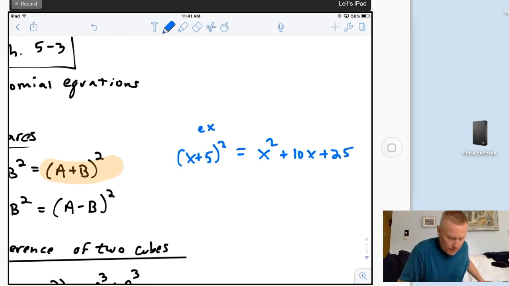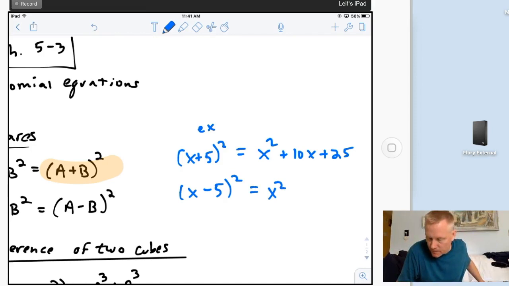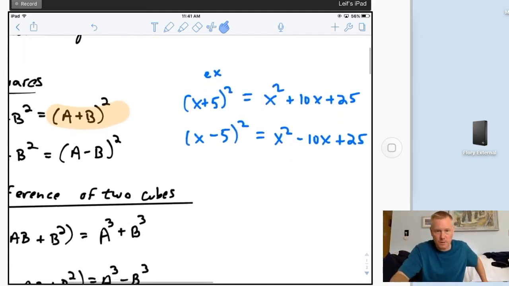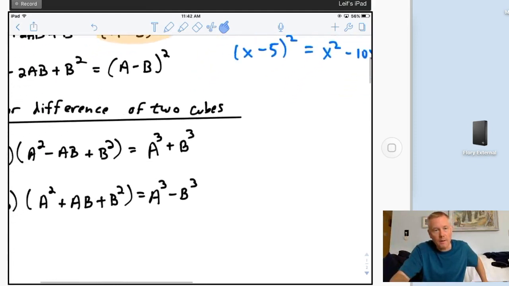And if I was to do a minus, it would be x minus 5 squared. It would all be the same thing. This stays positive 25. The difference is that's minus 10x. X times negative 5 is negative 5x, times 2 is negative 10x. All right, so there's your examples there. And that's a shortcut.